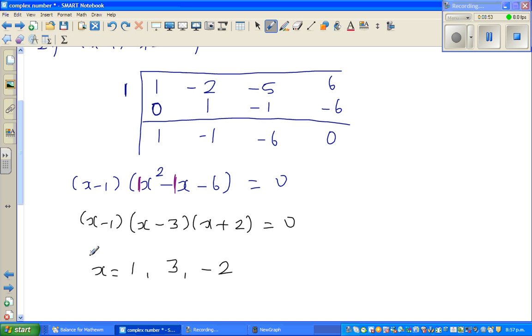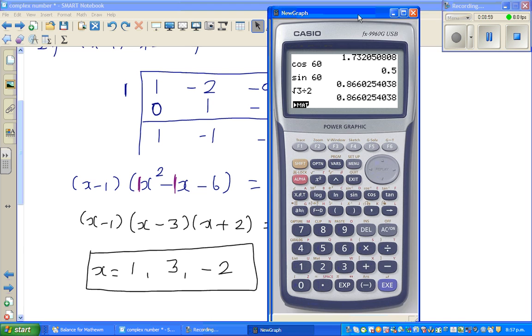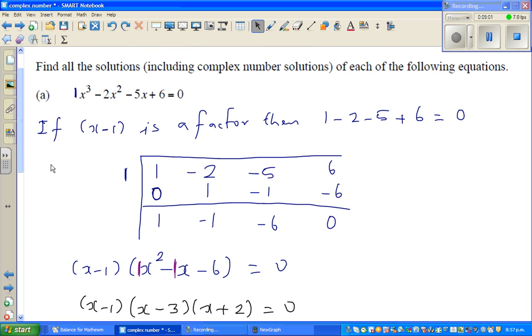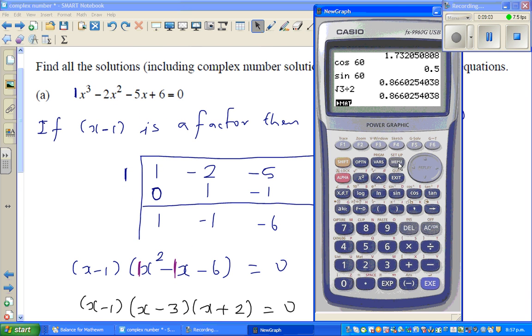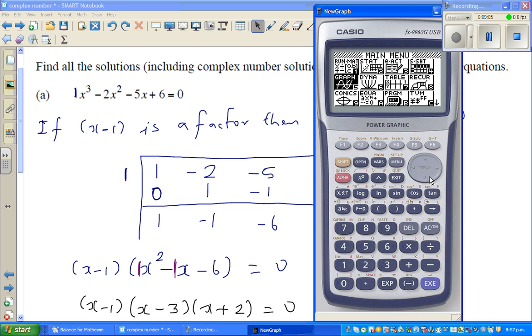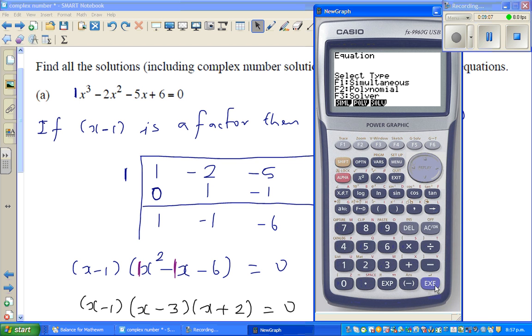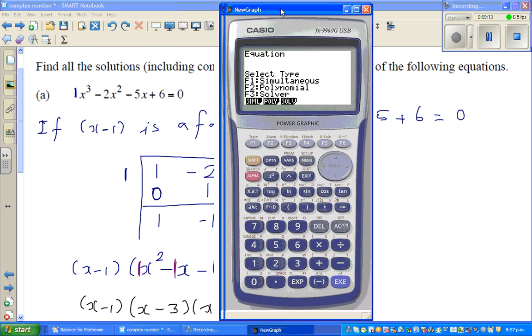You have to set each of them equal to 0. You should know this as calculus students. So how will we check the answer? Get your calculator out, go to equations. Have we done something wrong? No, we haven't. So let's try.